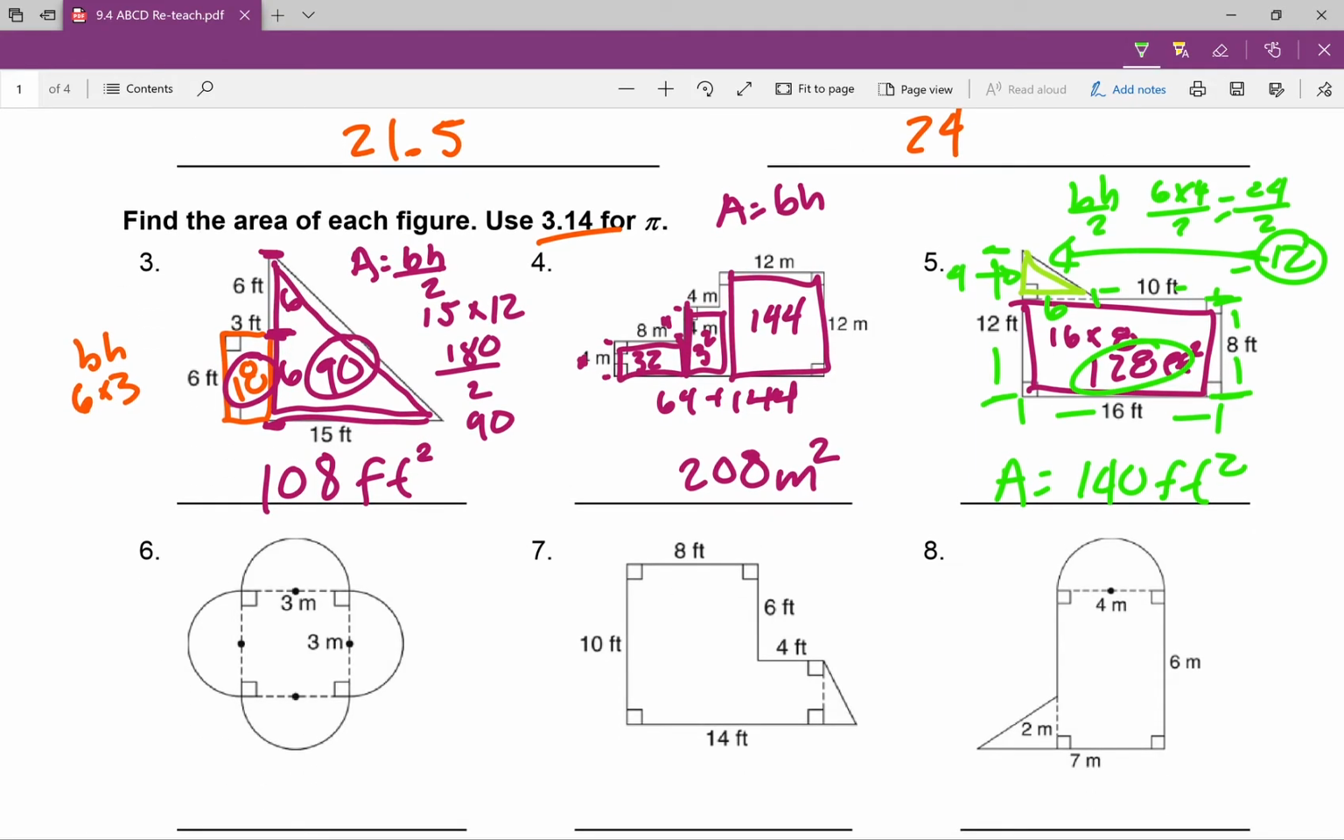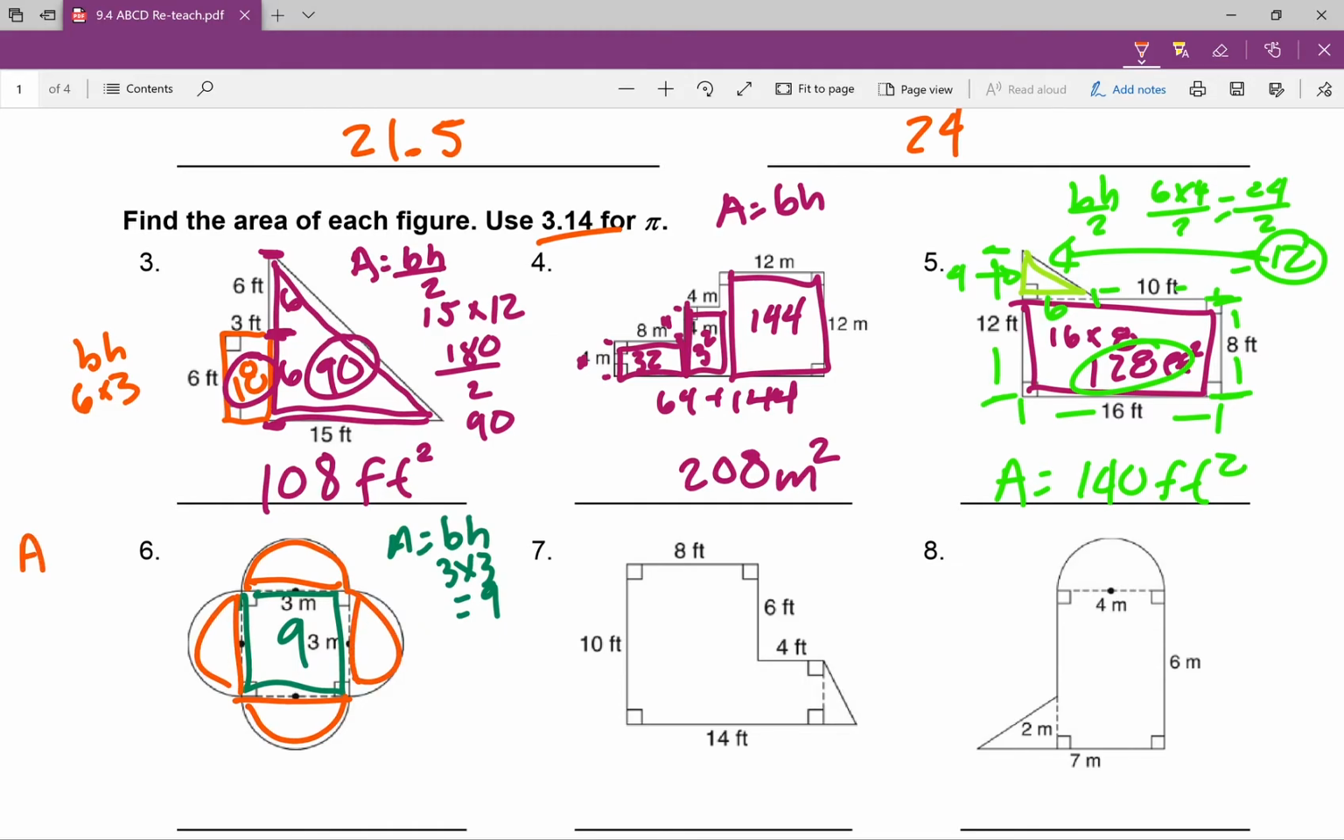Next one is a little more complex because I have clearly a square, which is a 3 by 3. So area, base times height, 3 times 3, which is just 9. Now, I have semicircles. Whenever I have semicircles, it's half of the circle. However, I get 4 of those. So 4 halves is just 2 wholes.